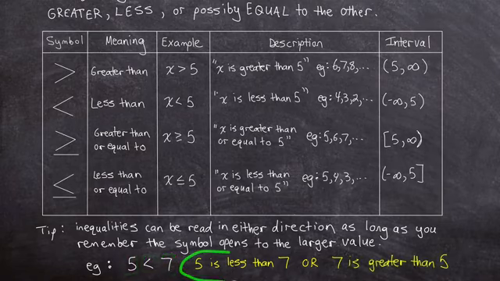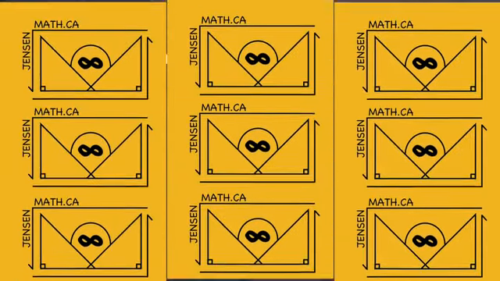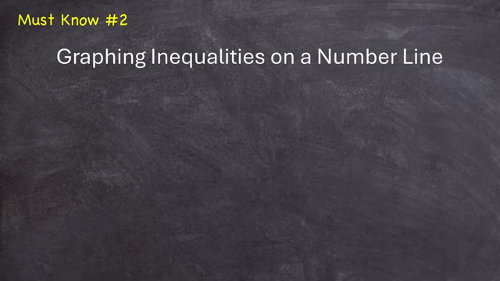Notice that both of these statements are saying the exact same thing, but getting comfortable reading inequalities in both directions will help you get more comfortable with the symbols. Must know number 2, graphing inequalities on a number line.